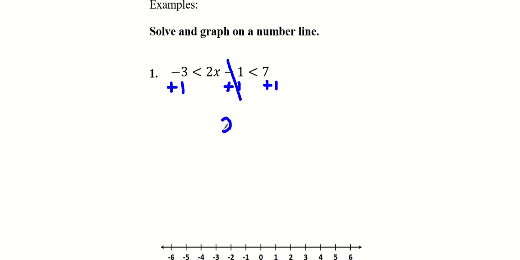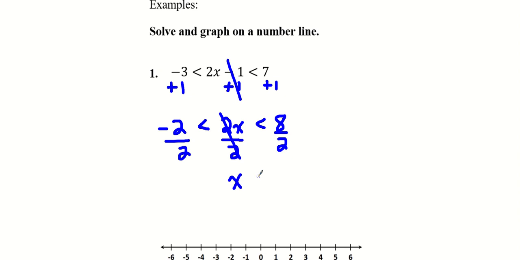So now I'm going to have a 2x in the middle, which is better. And then 7 plus 1 is 8, and -3 plus 1 is -2. Okay. And is x by itself yet? No. So I'm going to divide everything by 2, middle, left, and right. So now x is going to be all by itself. 8 divided by 2 is 4. -2 divided by 2 is -1.